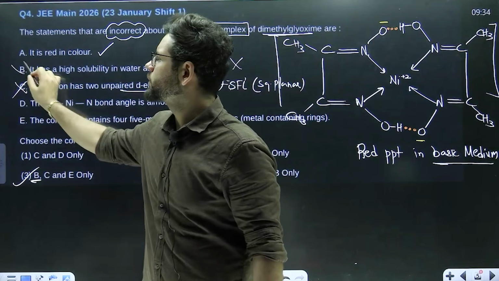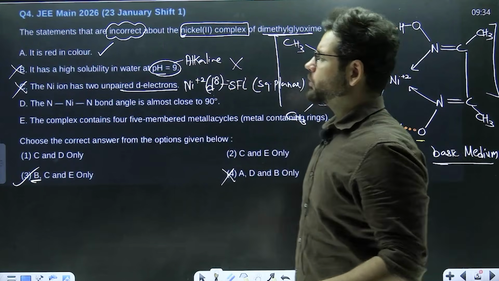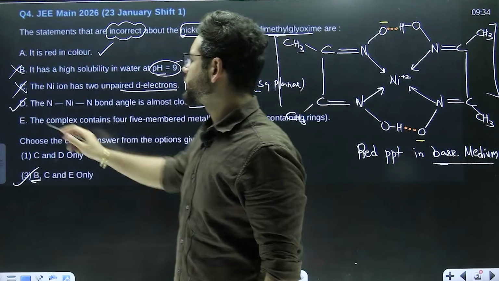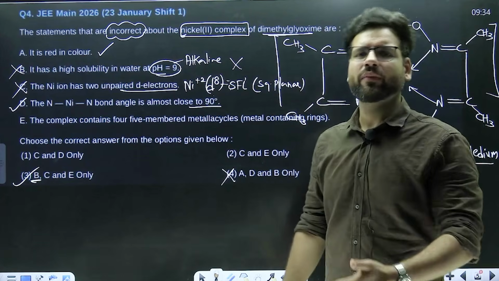B was wrong. C is also wrong. The nitrogen nickel nitrogen bond angle is almost close to 90 degrees. Absolutely correct, because it's a square planar geometry as I just told you. So the bond angle will be close to 90 degrees.